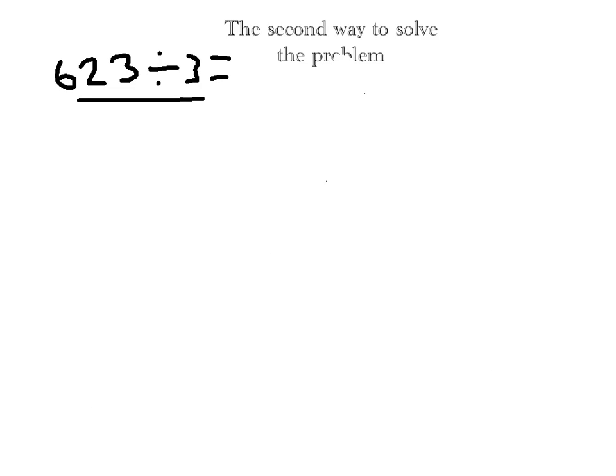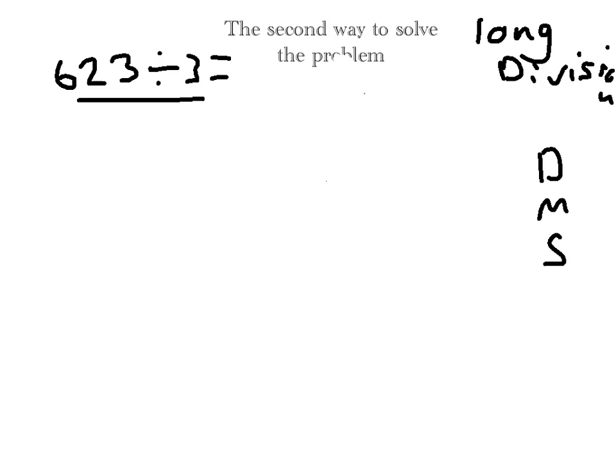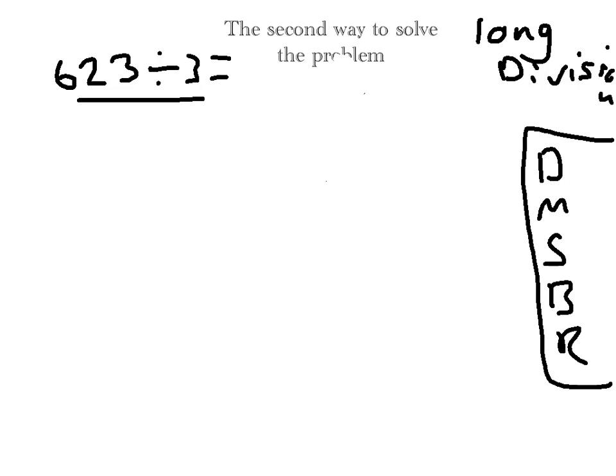The second way to solve the problem of 623 divided by 3 is the long division strategy. A key for this one is to have the family key. So this is Dad, Mother, Sister, Brother, and Rover. This will help you a lot, and you'll understand why soon. The D stands for division, M stands for multiplication, S stands for subtract, B is bring down, and R is Rover.